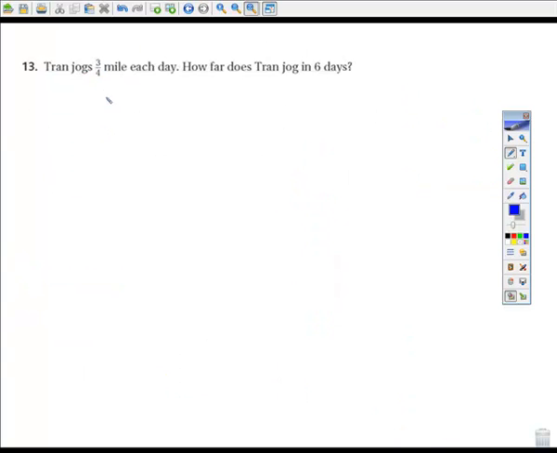Last one. Tran jogs 3/4 a mile every day. How far does he jog in 6 days? So I could take 3/4 and add it up for 6 days, but I'm going to do 6 times 3/4, because that's the same as adding it up 6 days. So I'll do 6 times 3 divided by 4. 6 times 3 is 18 over 4.